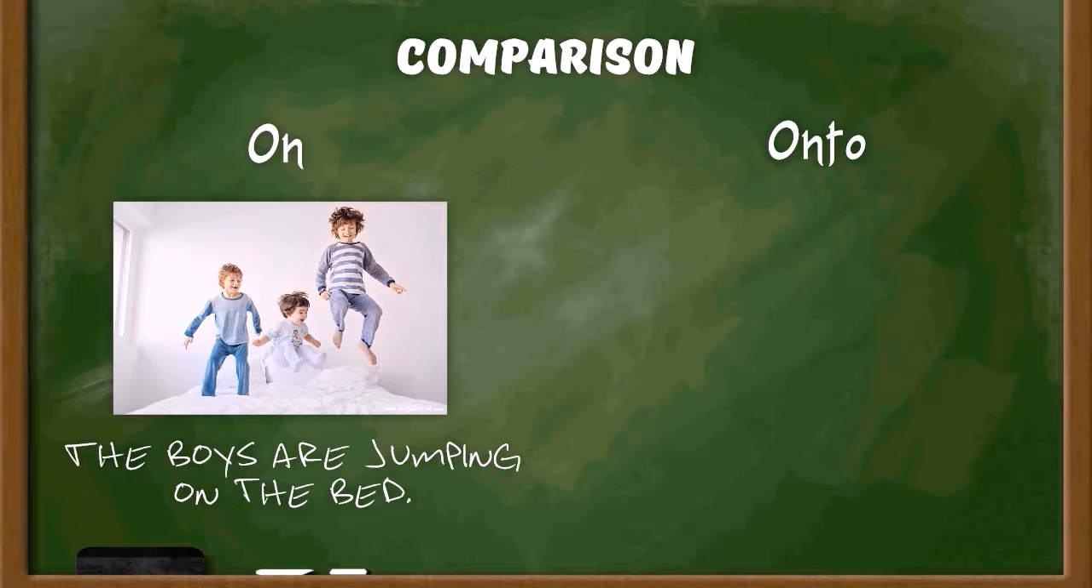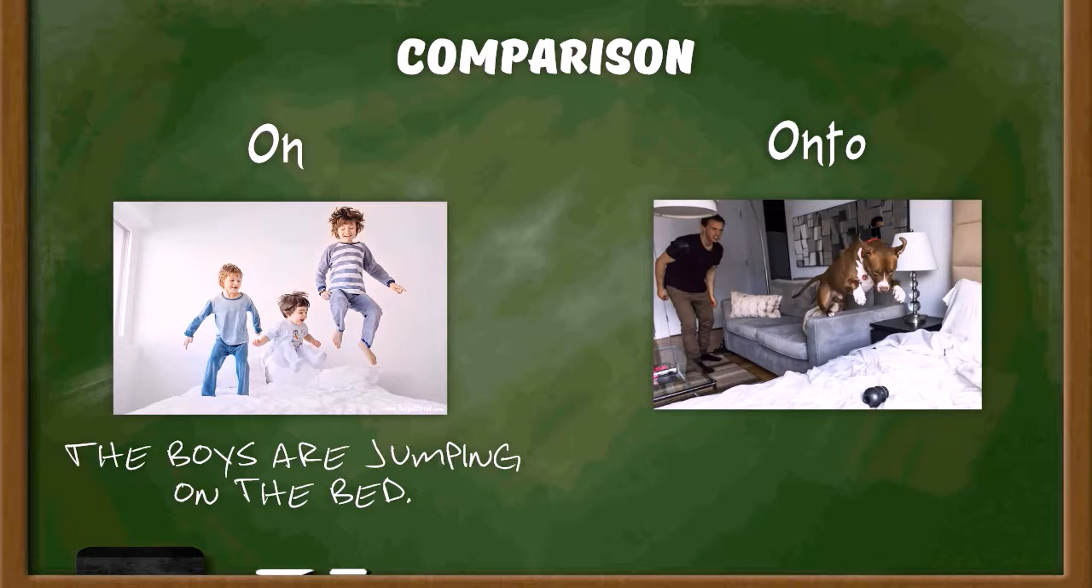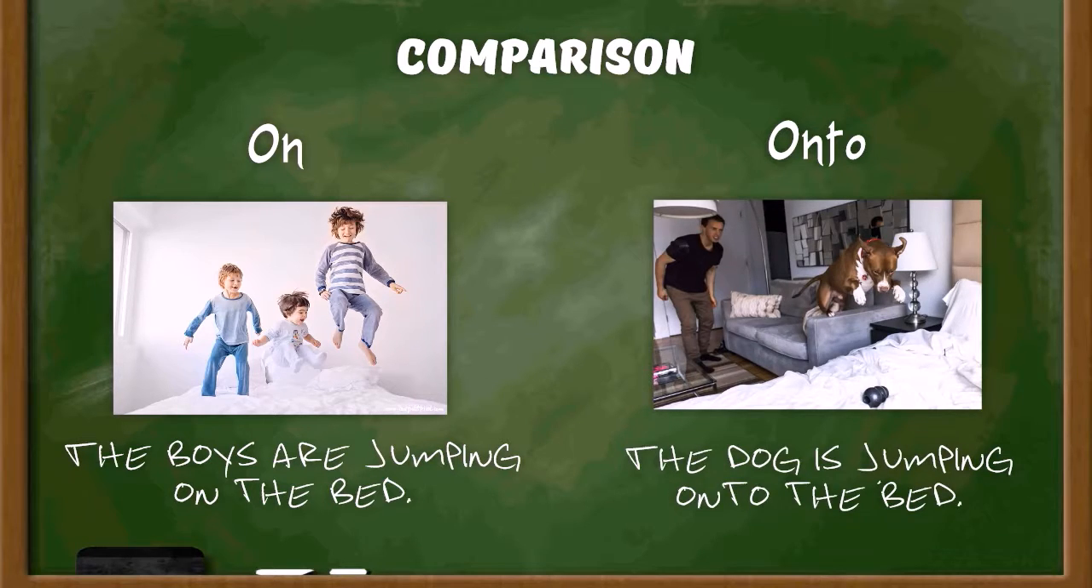In the second photo, the dog is jumping onto the bed. Before the action of jumping, the dog was on the couch. After jumping, the dog will be on the bed. Here we use onto because the positions before and after changed.